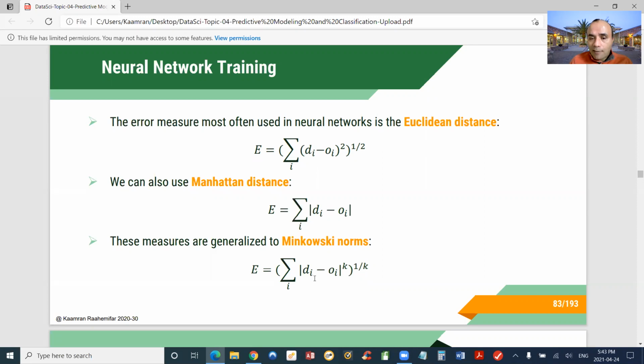Now, if you take a look at the Minkowski norm, it is similar to Euclidean distance, except that this k could be 3, 4, or 5. If this is 5, 1 over 5 is going to be the way you take the root. First of all, you're going to put an absolute value there because you don't want to bring negative values into the process. You want everything to be positive.